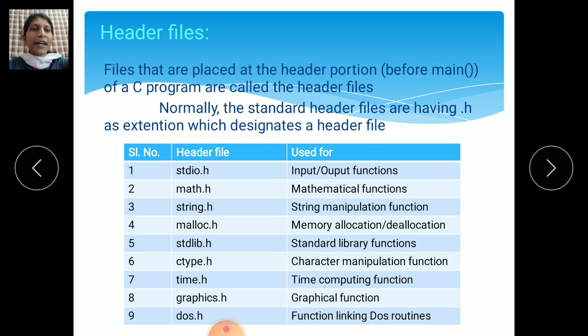Normally the standard header files have a .h extension. Each header file has a .h extension; .h means header file. So in the serial numbers here, these are the header files. The first one is stdio.h, which means standard input output functions. If you are using the standard input output functions in your program, write stdio.h.